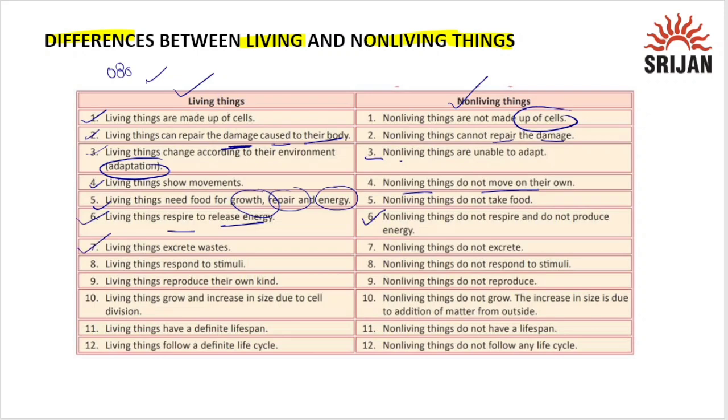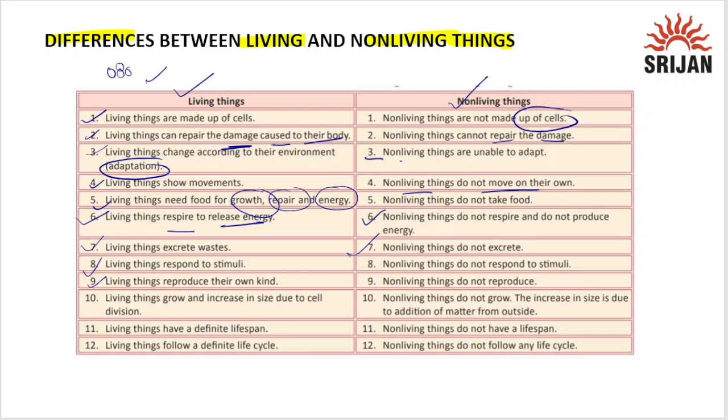Living things excrete wastes. For example, in the case of animals, the excretory waste can be urea, excess salt and water, carbon dioxide, or feces, but in the case of plants, it can be resin, gum, latex. So the living things excrete wastes, and these waste materials are produced from the ongoing mechanisms, or you can say life processes, in their body. But non-living things do not excrete. Living things respond to stimuli. A stimulus is actually an external disturbance, but non-living things do not respond to stimuli.